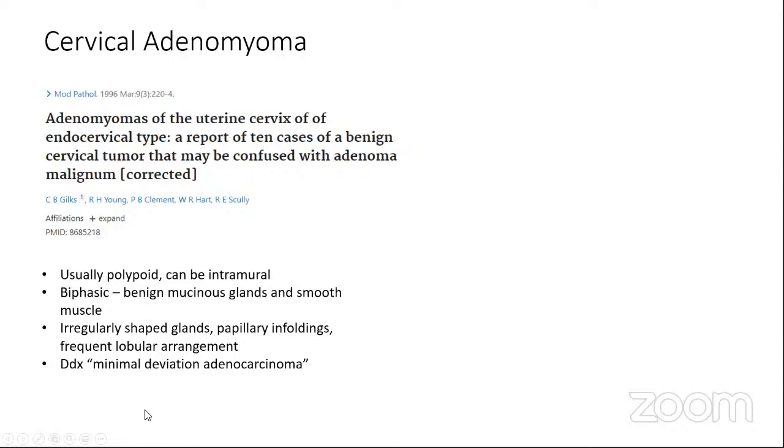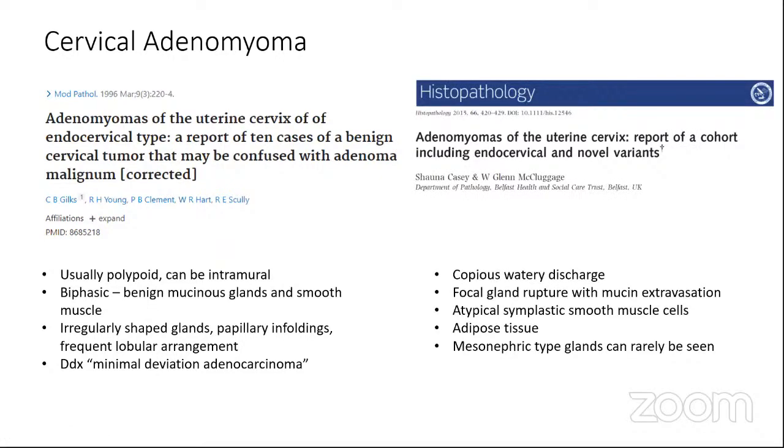Now, there's a more recent paper by Dr. McCluggage that expanded the morphologic spectrum of these tumors and showed that there are both endocervical and other novel variants of adenomyomas in the cervix. Again, the patients can present with copious watery discharge. You can have gland rupture with mucin extravasation. Sometimes the smooth muscle cells in the adenomyomas can be symplastic or very bizarre and atypical. They can have some adipose tissue admixed with it. And what they described was that you can even get mesonephric type glands seen in these adenomyomas.